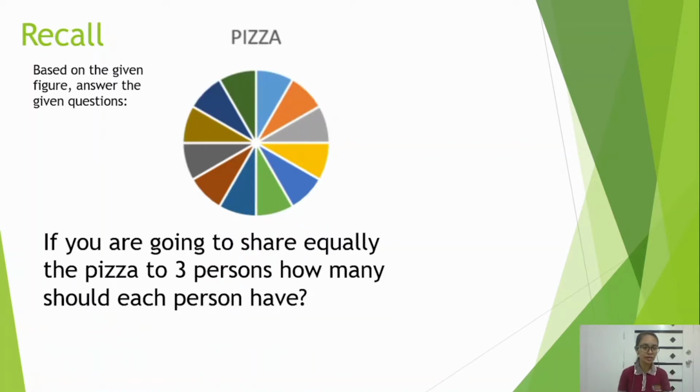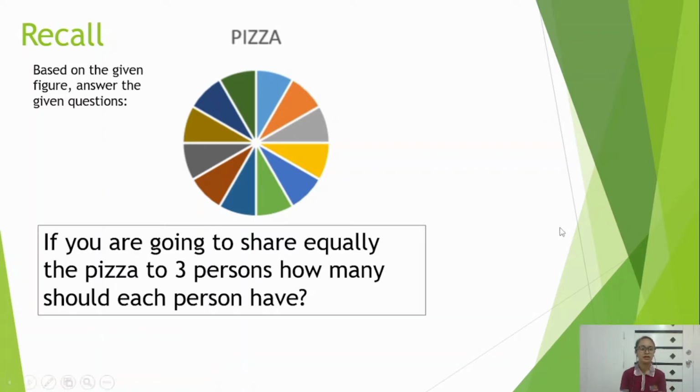So, the next one, if you are going to share the pizza equally among 3 persons, how many should each person have? So, 3 persons naman ang maghahati-hati. How many does each get? Yes, the answer is 4. So, 12 divided by 3 equals 4, because the pizza was divided equally among 3 people. So the 12 slices of pizza for 3 persons, each has 4 slices.